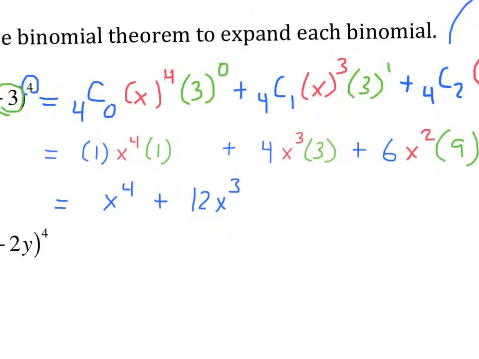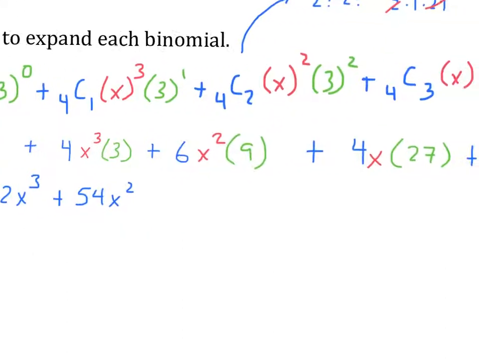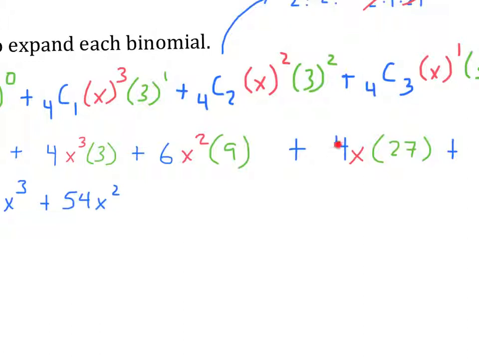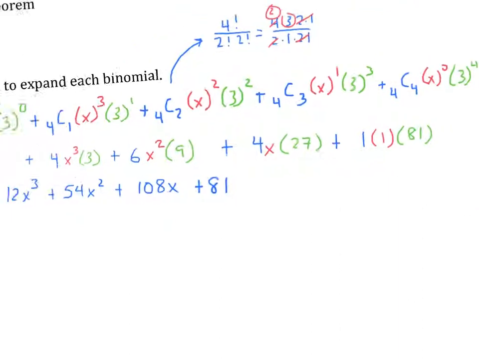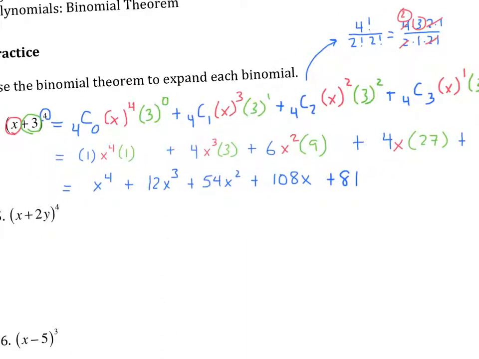Then over here, 6 times 9 is 54. So now I have 54x squared. Continuing on this journey, 4 times 27. So then we get 108 times x. And lastly, 81. So the expansion is this. Wow, look at the number.